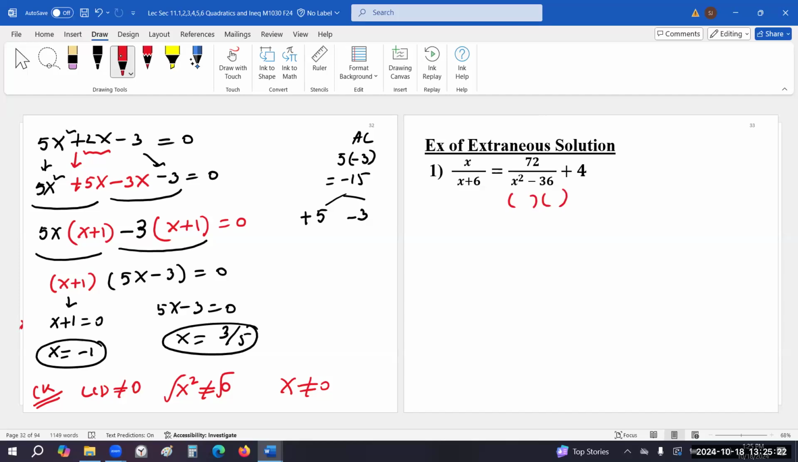So step 1 should always be to factor the denominators first. We didn't do that in the first 2 examples because we had nothing to factor. But now this is a new type of question where the denominator is factorable. So we get x plus 6, x minus 6. Let me rewrite. But remember, we have to bring everything to one side, right?